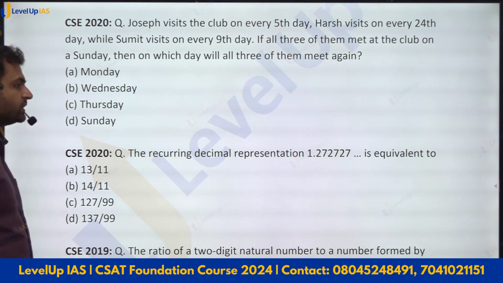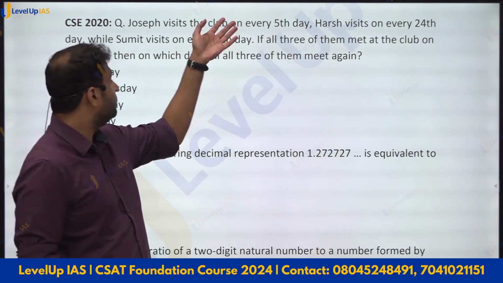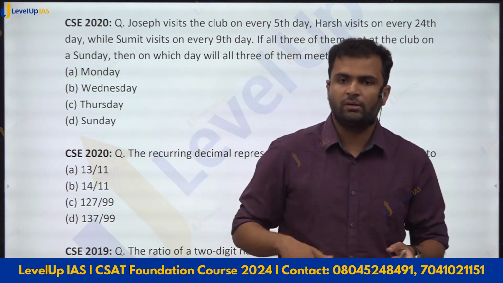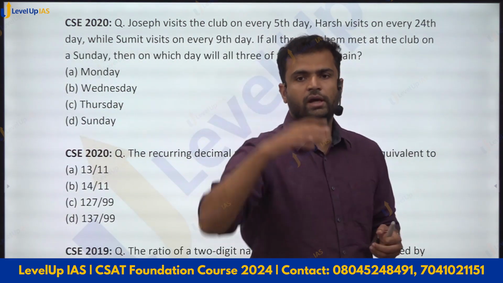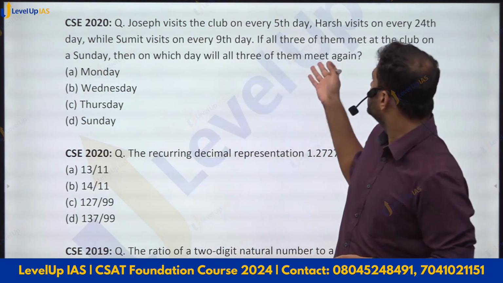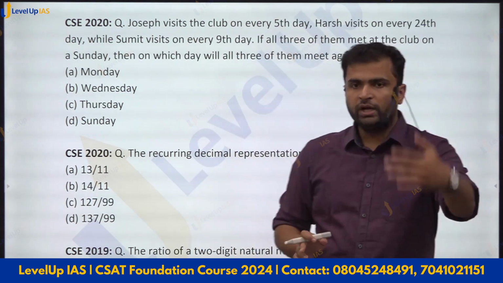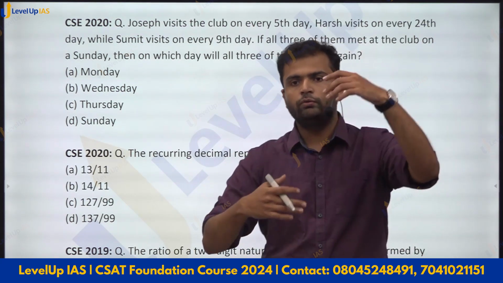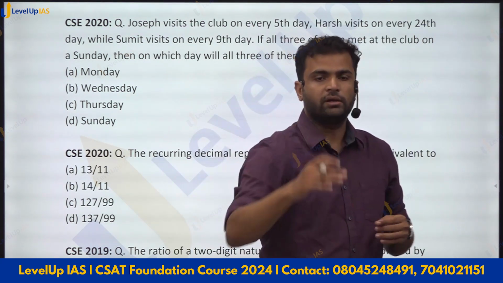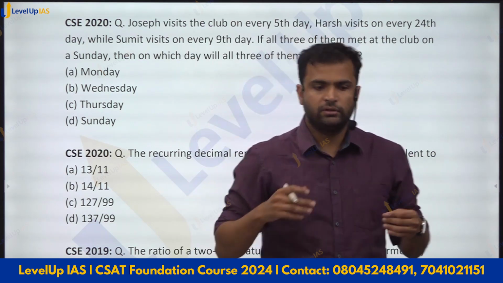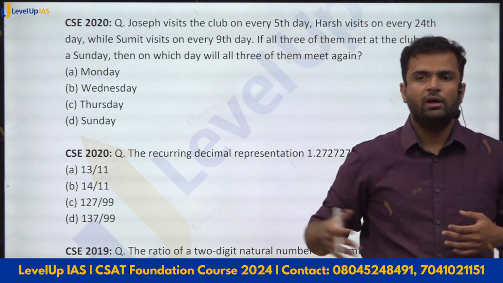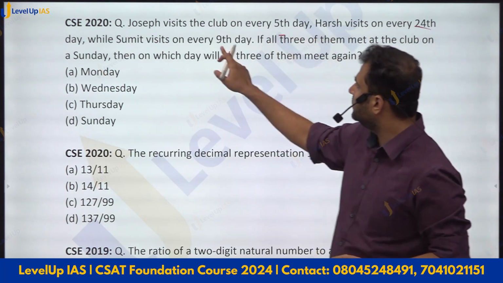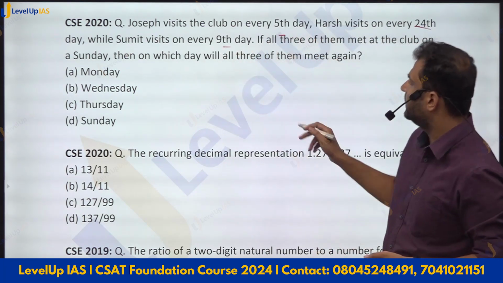Not a very difficult question, because this is a typical question of LCM. Joseph visits the club on 5th day, 10th day, 15th day, and so on. This second guy, Harsh, visits on 24th day, 48th day, and so on. So we have to look for when they would again meet. They will again meet when the day is a common multiple for all these people, who visit every 5, 24 and 9 days.